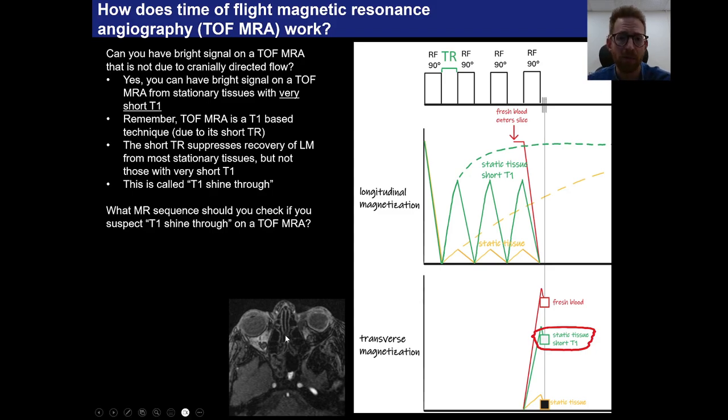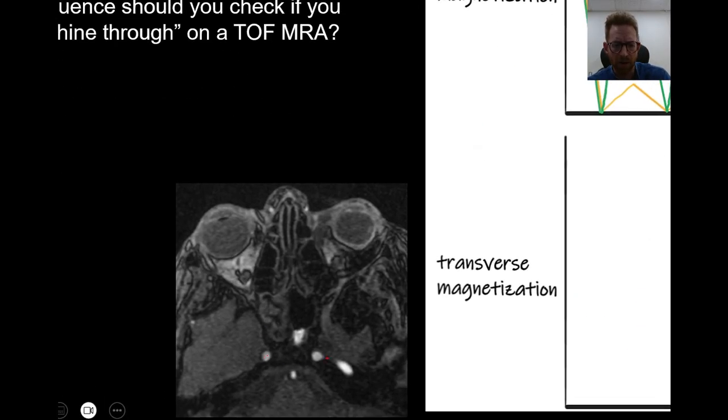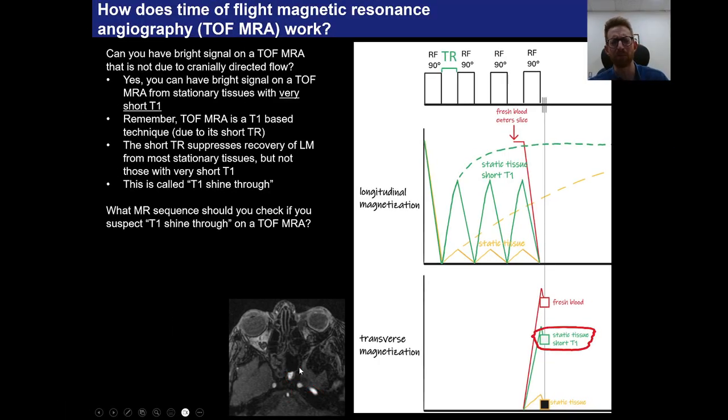So this is a time of flight MRA. How do you recognize that? Because the arteries are white. So here are the internal carotid arteries and the basilar artery. Here's the internal carotid artery as well. So the question is, what is this thing here in the left sphenoid sinus? Is that an aneurysm? I mean, probably not. It looks dependent. It's probably just some proteinaceous gunk, right?